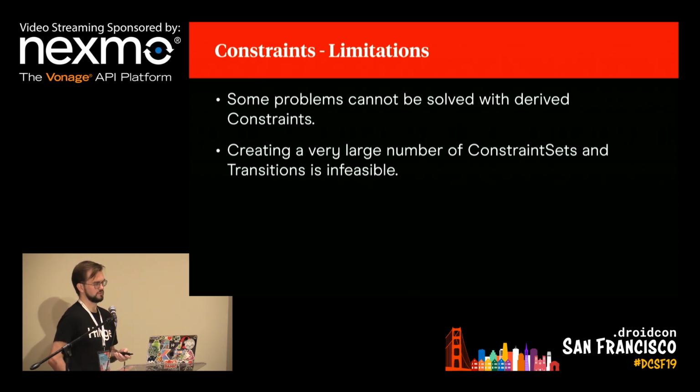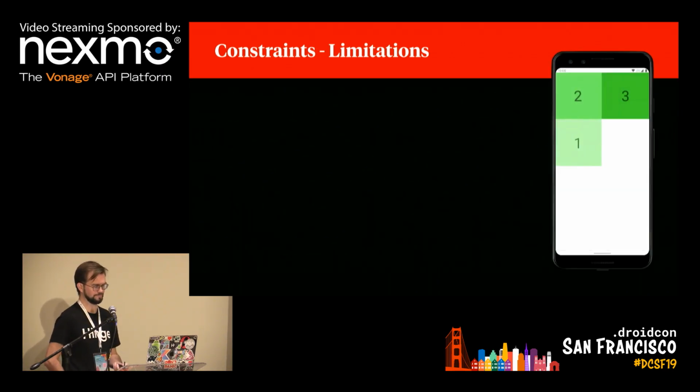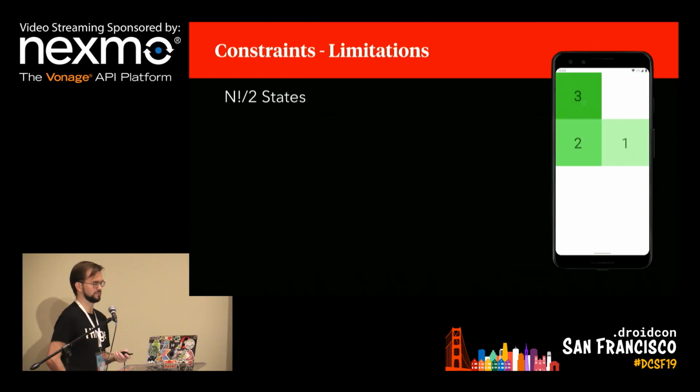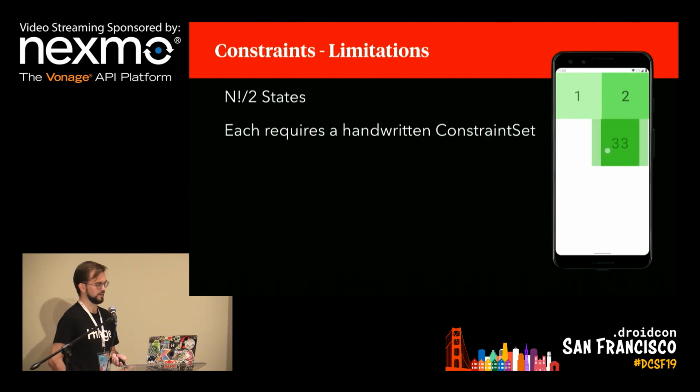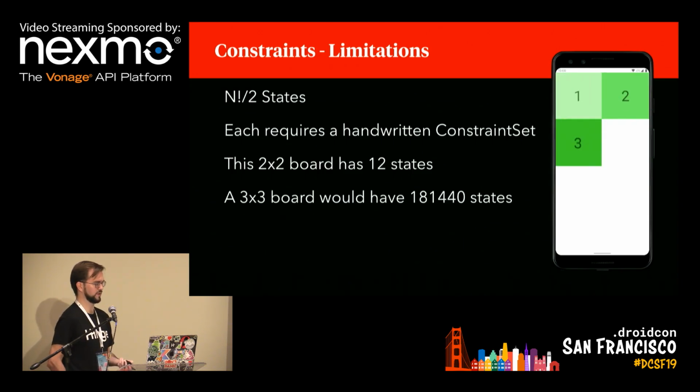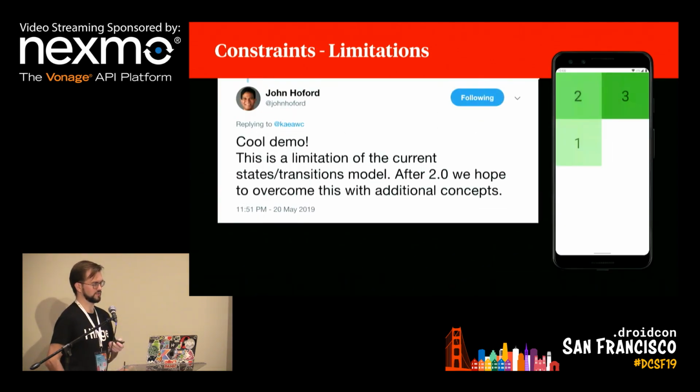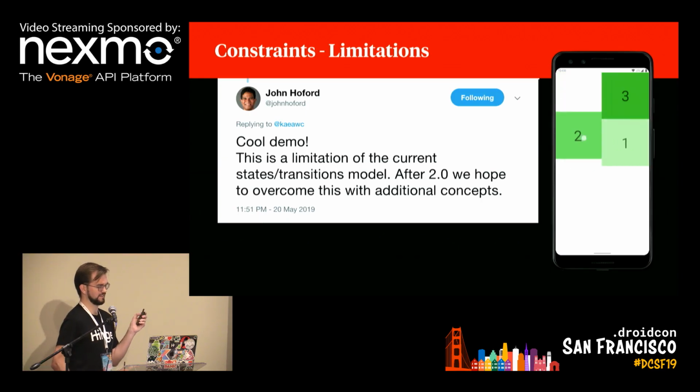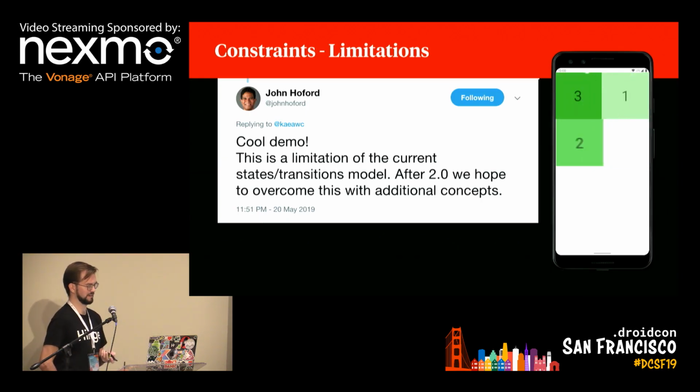There are some limitations and problems that can't be solved with derived constraints, and sometimes you have to handwrite them, but creating a large number is very infeasible. One example is this fun little sliding tile puzzle. It has n factorial divided by 2 states, depending on the size of the board. And if each requires a handwritten state, and I want to write a bigger puzzle, this one has 12 states I had to write, and they were fun, but I don't want to write a 3x3 board ever, because that would be 180,000 states. Thankfully, this is a limitation of the current model. John says that they're going to work on this, and then I can make a 3x3 board.